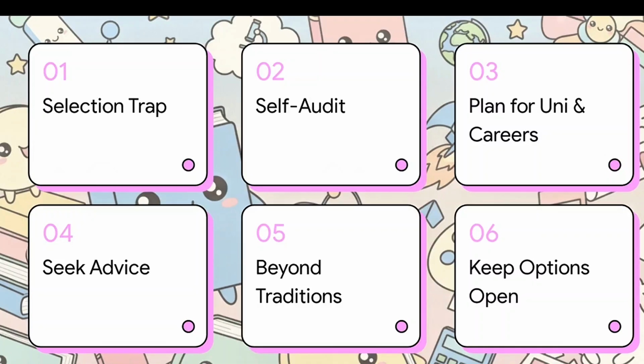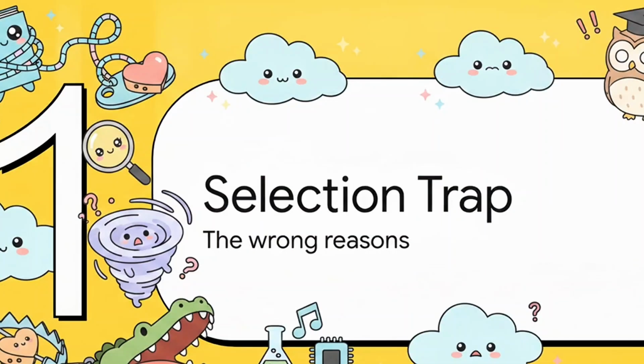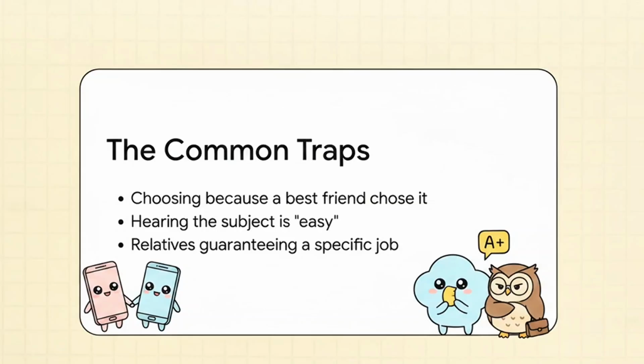The subject selection trap. Let's begin by talking about one of the biggest mistakes students make: choosing subjects for the wrong reasons. Here is how that trap works. A student chooses a subject simply because their best friend picked it, or because one of the senior students said that it's an easy A subject, or because of a relative who pressurized the student into taking a subject because they believe it guarantees a specific career, even though that advice may be outdated.